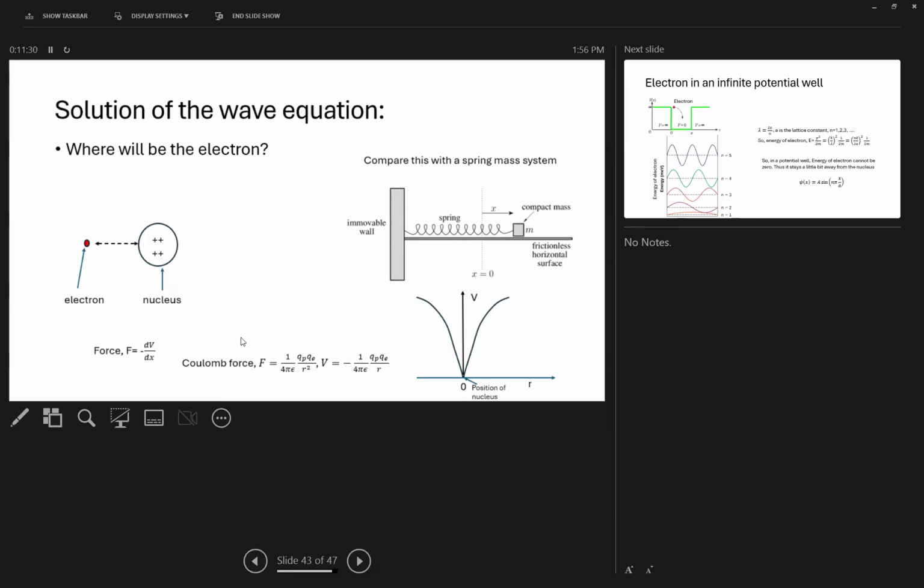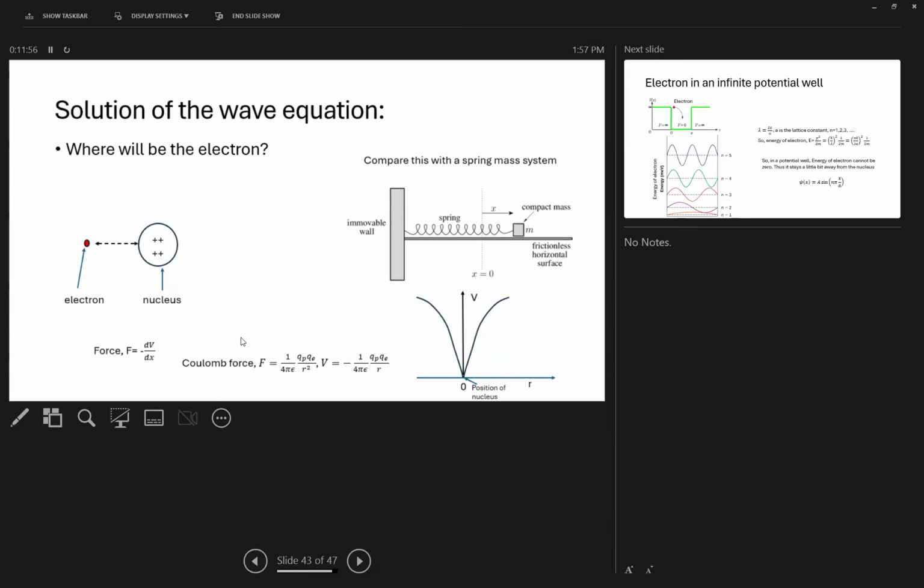Any question up to this point? Yeah, you're correct, this is a minus sign. For now, I'm just looking at the shape of it, and that's why I'm ignoring it. But you're absolutely correct. Thank you so much. So the potential energy looks like a parabola, half kx square. So that means it will look like this.